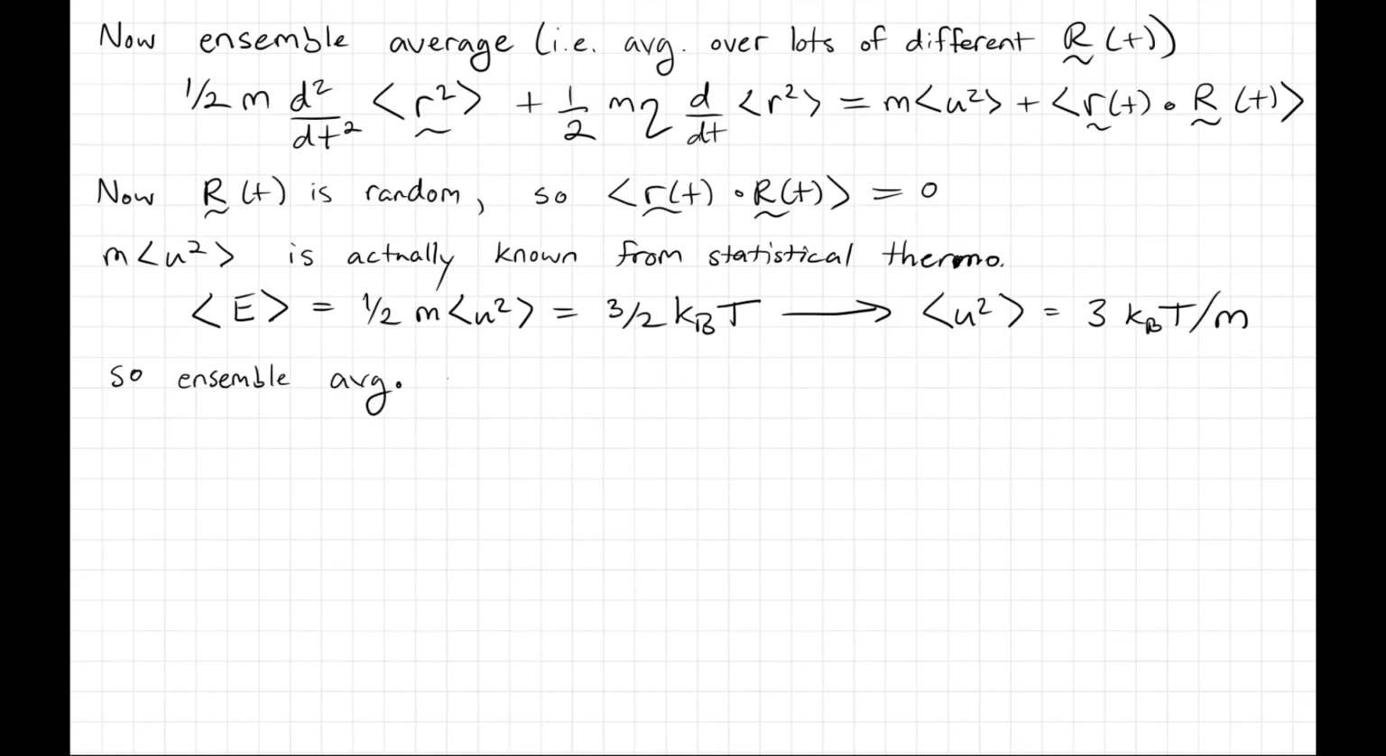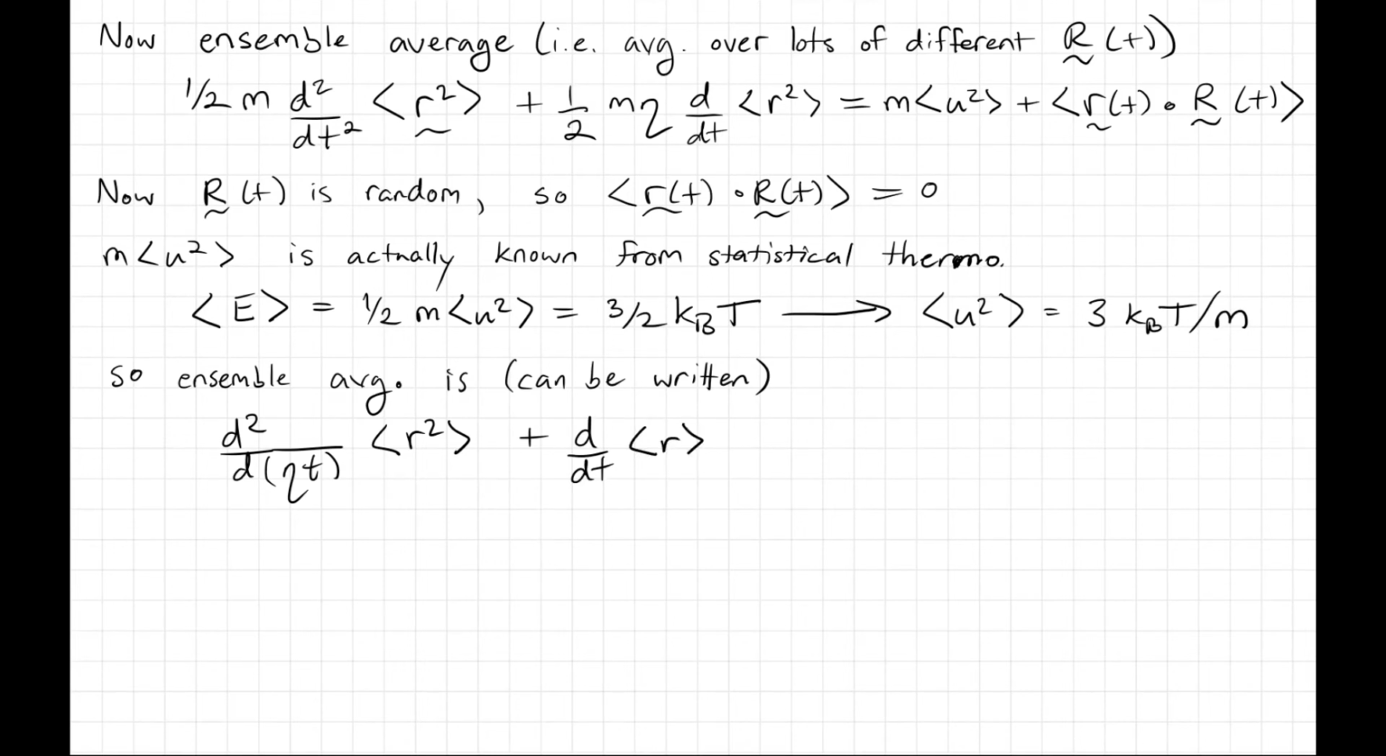So the ensemble average equation, if I go back up to the topmost equation, means that I can divide through by half m times eta, and then I can move the eta in with the time, since eta is not a function of time, and you'll see that makes this easier to solve. So I can write that the second derivative of this newly scaled time of the position squared, plus the first derivative of that thing, has to be equal to some constant forcing function on the right-hand side.